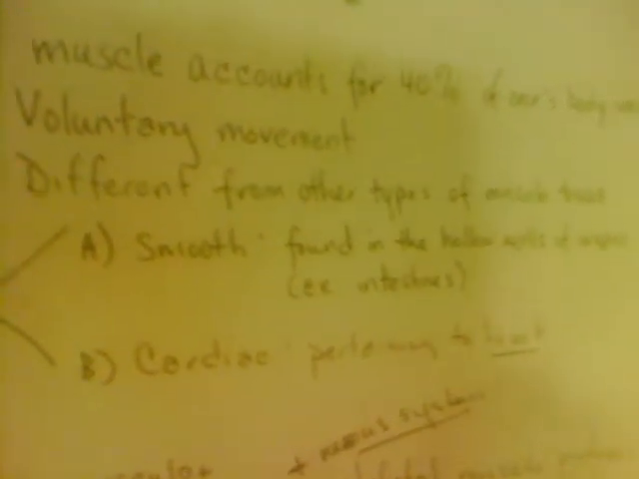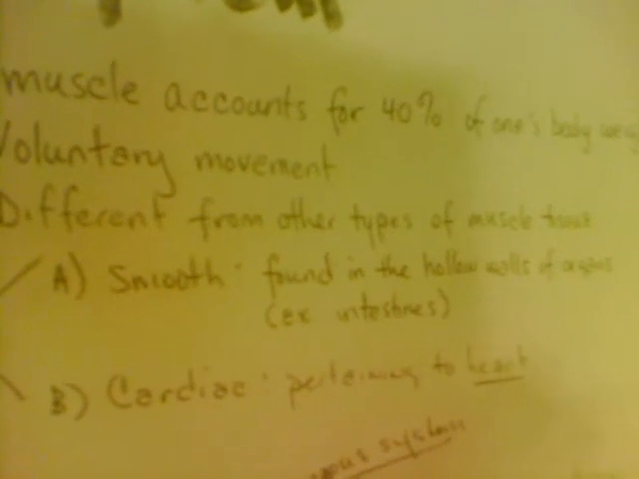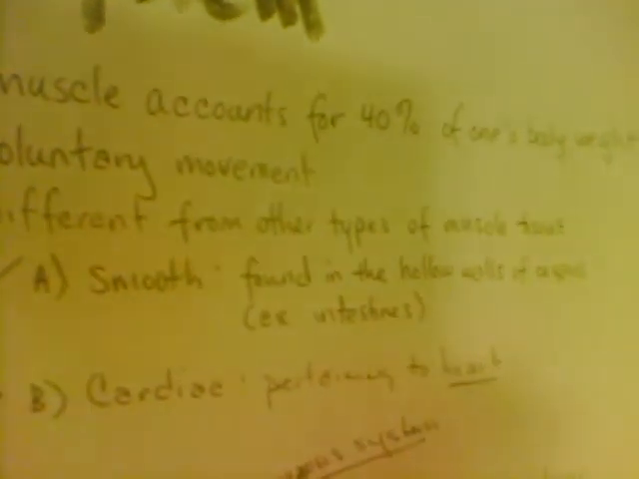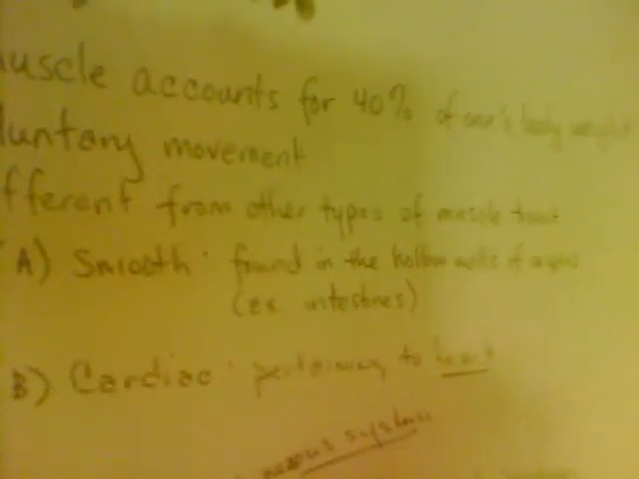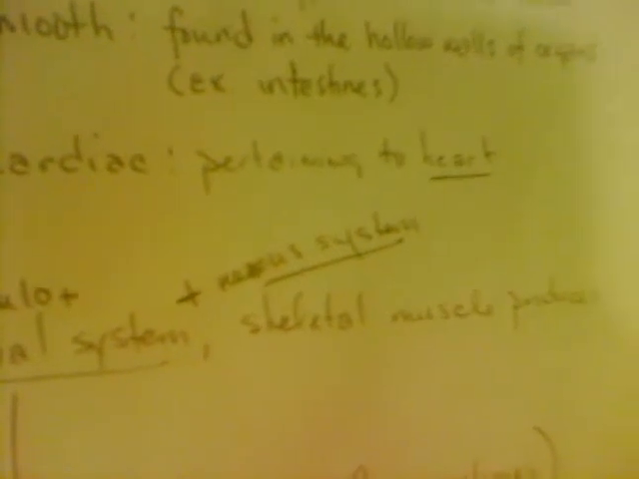Okay, another difference between smooth and cardiac muscles, other than the fact that they serve different purposes, is that smooth does not have stripes, whereas cardiac does. Okay, it's striated. All right, now let's go back to the skeletal muscle, I'm sorry, the muscular system, along with the skeletal system and the nervous system. Skeletal muscle produces movement and force.